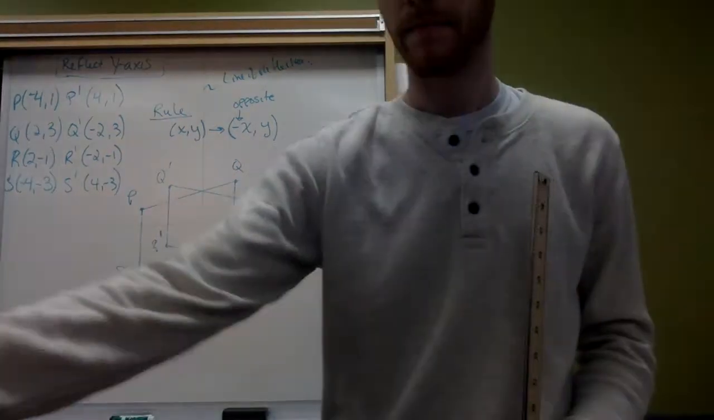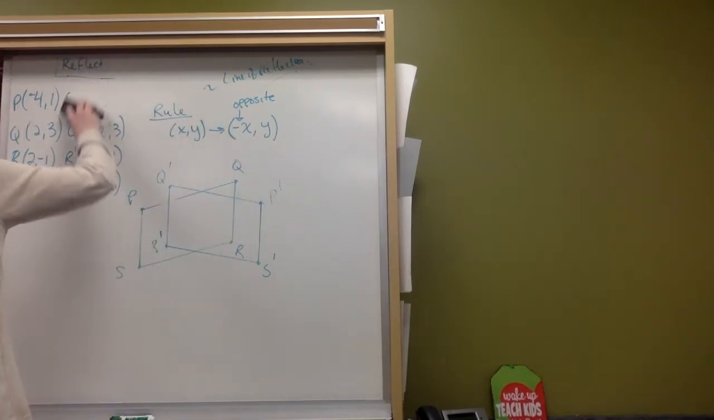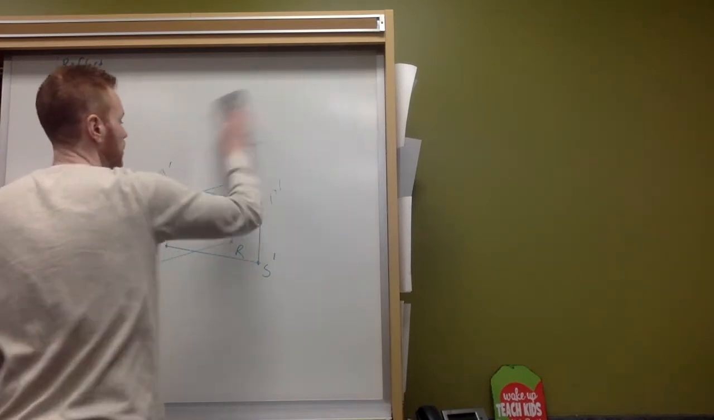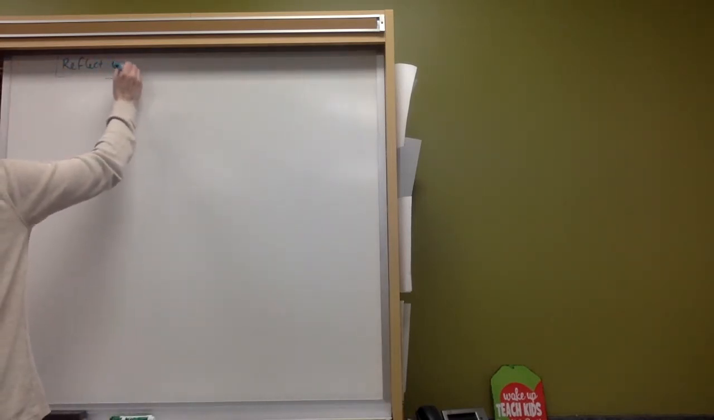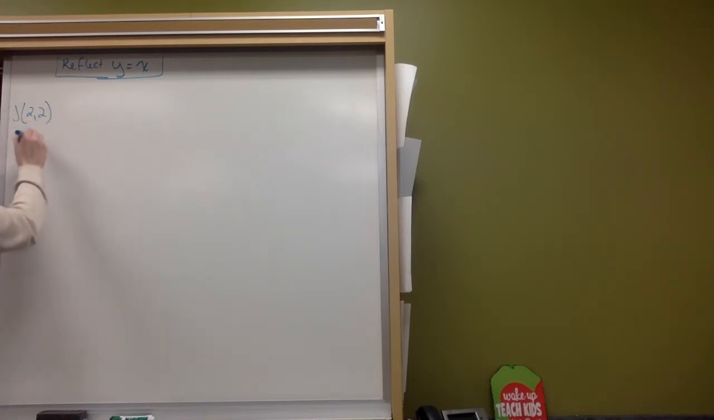Okay, shut that off real quick. The last one we're going to talk about is reflecting across the line y equals x. Okay? All right. Let's do this example. This is going to be a quadrilateral.